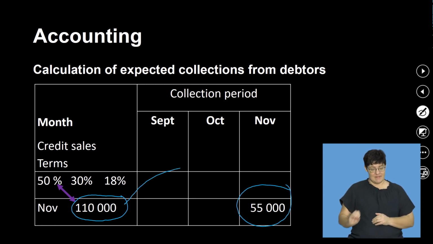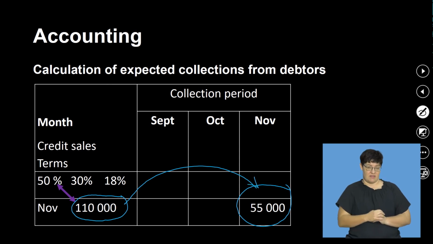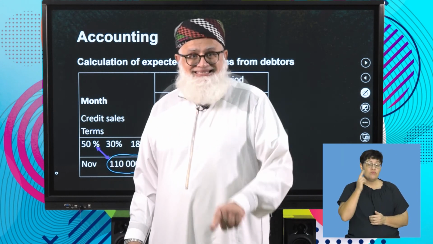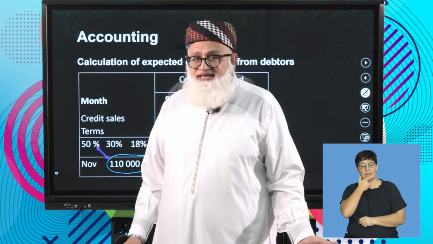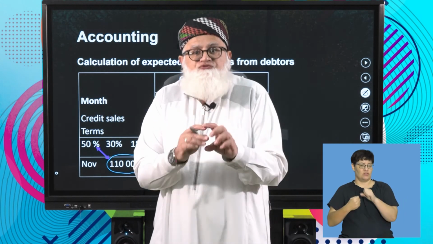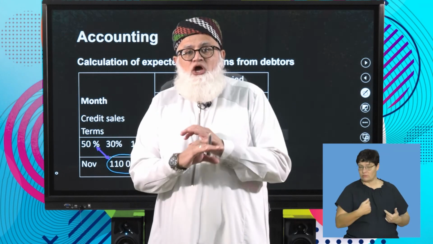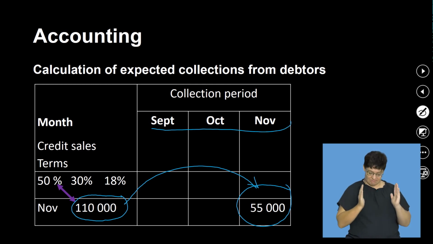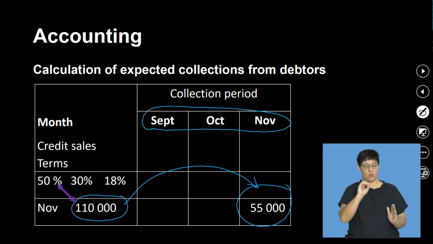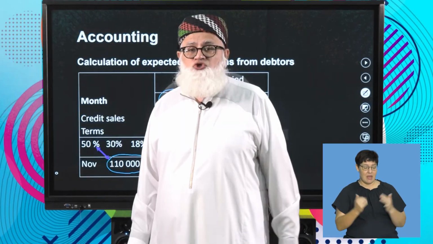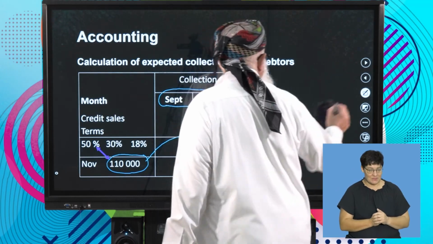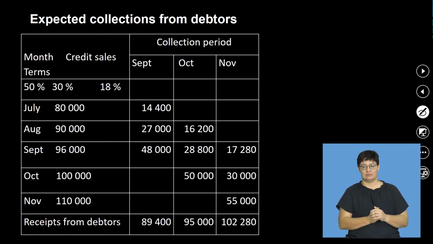Remember, I'm dealing with November, so it's only impacting on the November collection period. Obviously, November will also impact on December and January of the next year, but those 2 months fall out of the ambit of my collection period. My collection period is limited to September, October, and November. In fact, my calculation is limited to those 3 months.